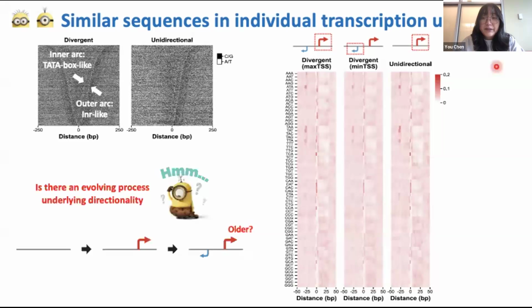Given the similarity of sequence content in individual transcription units, we are wondering if there is an evolving process from unidirectional to divergent elements. If this is the case, the sequence gained transcription on the other side during the evolution. We should expect to see the age differences between these two peaks.